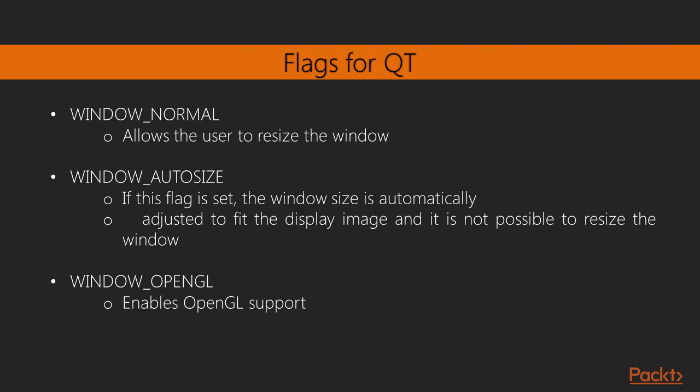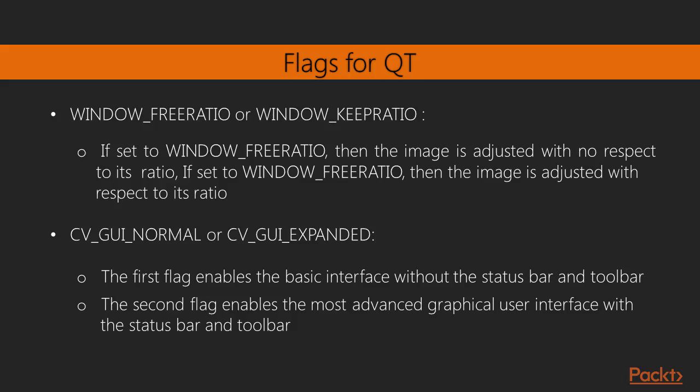By default, there are three flags for Qt and native interfaces. WINDOW_NORMAL: this flag allows the user to resize the window. WINDOW_AUTOSIZE: if this flag is set, the window size is automatically adjusted to fit the displayed image, and it's not possible to resize the window. WINDOW_OPENGL: this flag enables OpenGL support. Qt has some more flags, which are as follows: WINDOW_FREERATIO or WINDOW_KEEPRATIO. If set to WINDOW_FREERATIO, then the image is adjusted with no respect to its ratio. If set to WINDOW_KEEPRATIO, then the image is adjusted with respect to its ratio.